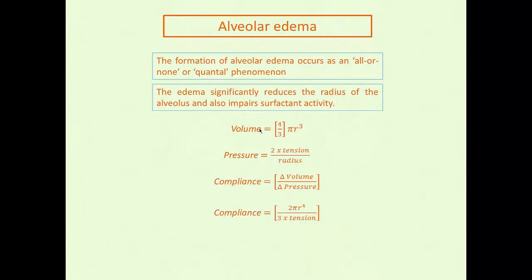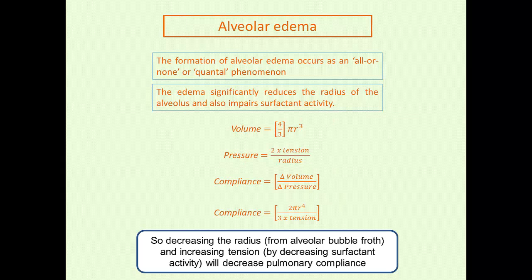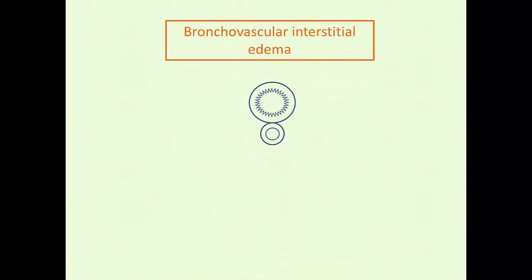And then compliance becomes 2 pi r to the fourth, so it becomes very, very sensitive to changes in radius, and also somewhat sensitive to changes in tension. And the tension will be driven by impaired surfactant activity, while the decrease in radius will be driven by alveolar bubble froth. So decreasing the radius and increasing the wall tension will both serve to dramatically reduce your pulmonary compliance, and this has been shown in humans, actually in literature dating back to the 1950s.